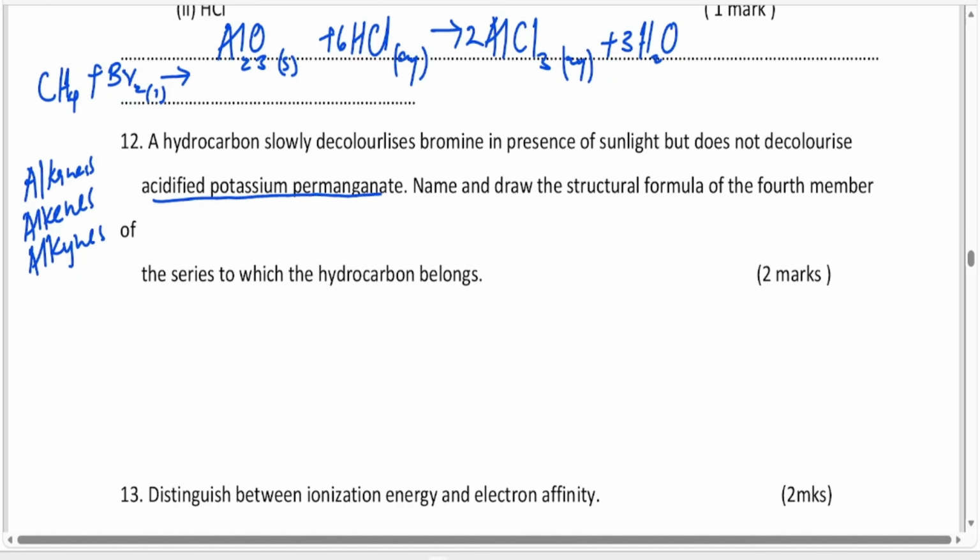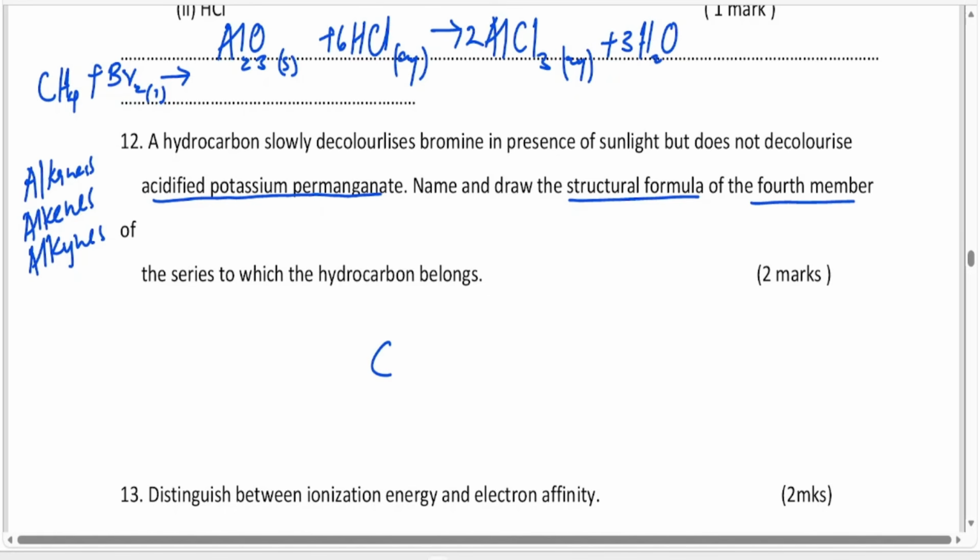Alkenes can decolorize bromine water. It can also decolorize acidified potassium manganate 7. And therefore, this one that had ability to decolorize bromine water but was not able to decolorize acidified potassium manganate 7, it should be an alkane. And therefore, in that series of alkanes, we want to draw the structural formula for the fourth member. The fourth member under the alkanes is always butane. Therefore, having the structure of butane, we are going to have 4 carbons.